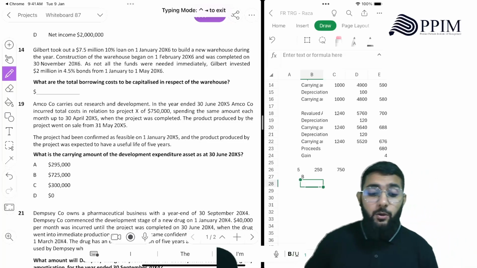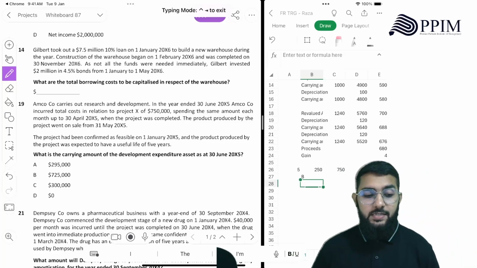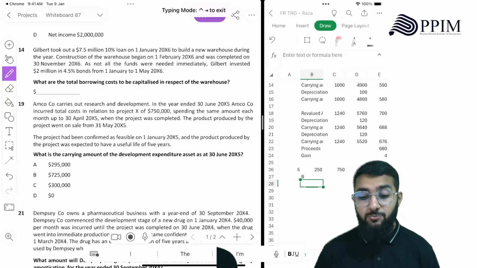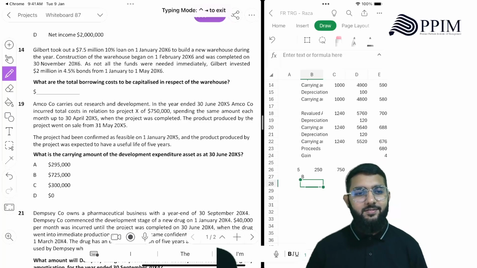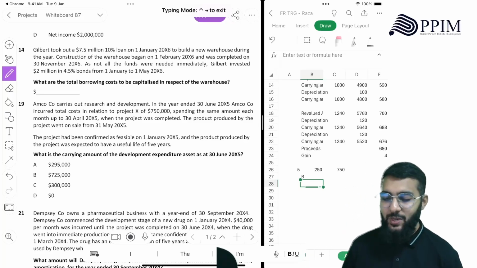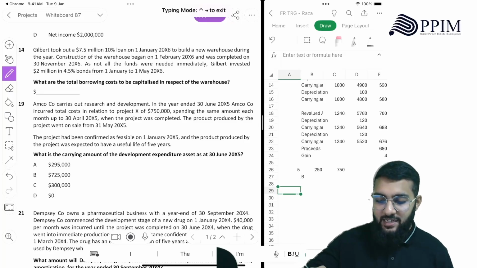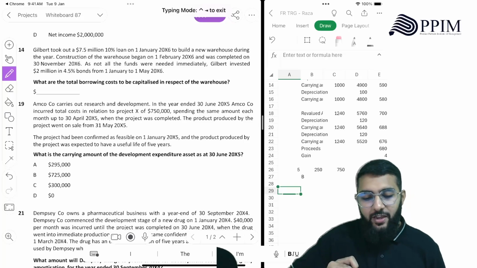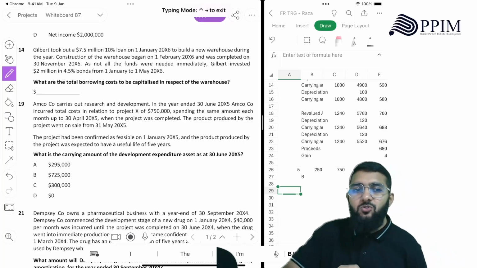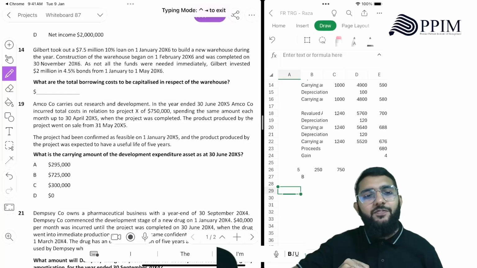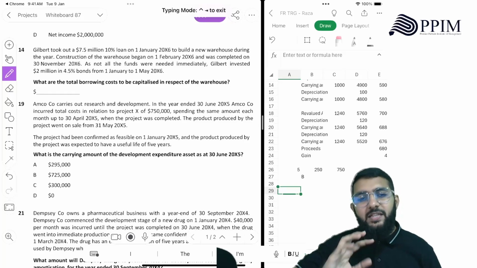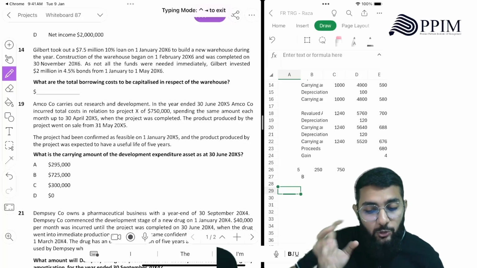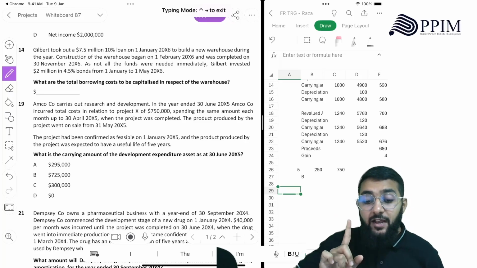Right? Okay. Now, 14th question says Gilbert took out a 7.5 million 10% loan on 1st of January 2086 to build a new warehouse. Okay. What is the standard, borrowing cost? IAS 23. So we discussed IAS 16, we discussed IAS 20, we discussed IAS 40. Now we are discussing IAS 23. Right. What does borrowing cost say? You have to capitalize the borrowing cost only during the period of construction. Construction of the warehouse began on 1st of February 2086.